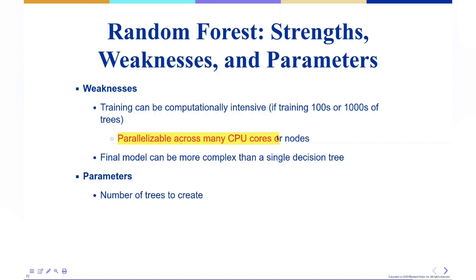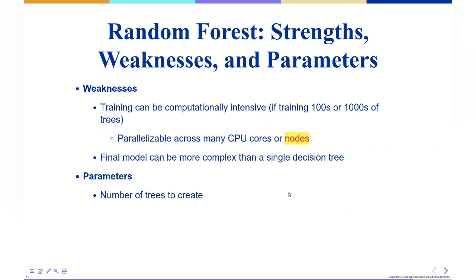So we have a machine with many CPU cores, right? Random forest will automatically distribute the workload across many CPU cores. Yep, exactly. And if you're using something like Spark, and we have many machines, many nodes, right? Let's say you have a 10 node cluster.